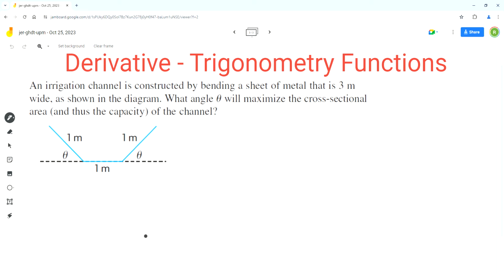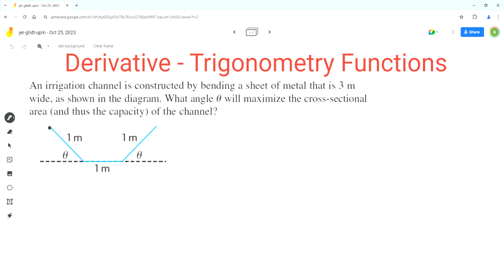So in this video, we'll solve this word problem using the concepts of derivatives. An irrigation channel is constructed by bending a sheet of metal that is 3 meters wide, as shown in the diagram. What angle theta will maximize the cross-sectional area, and thus the capacity of the channel?